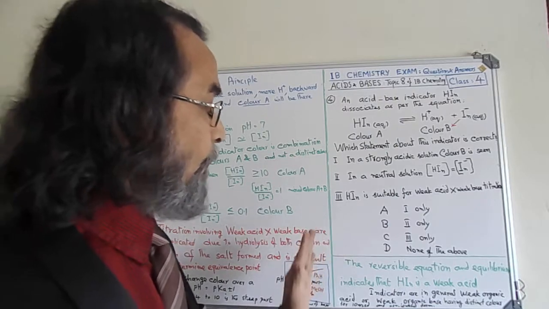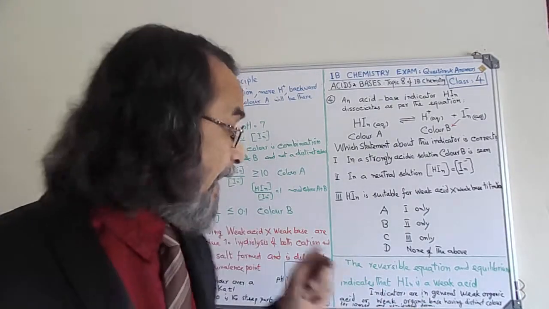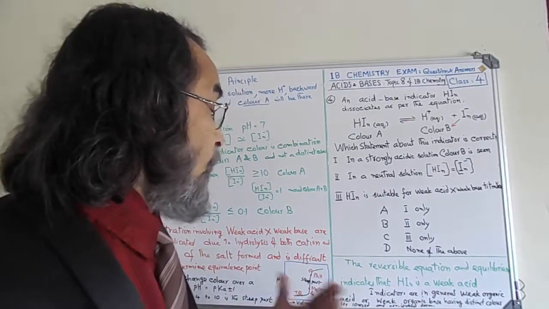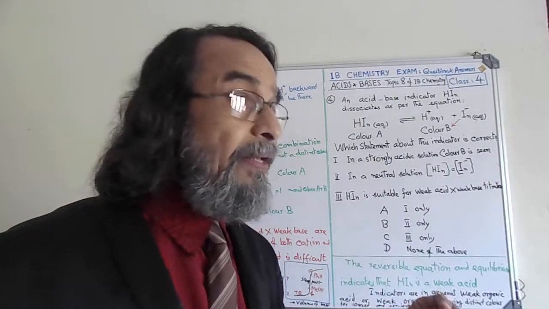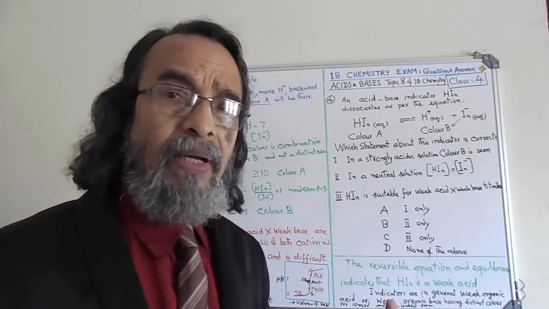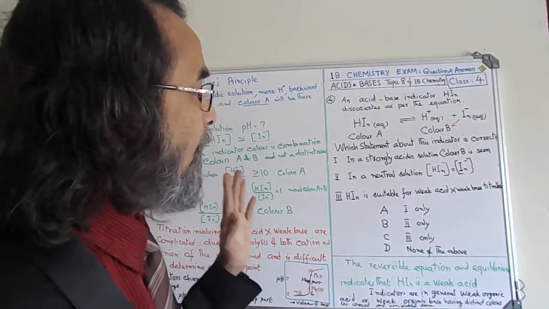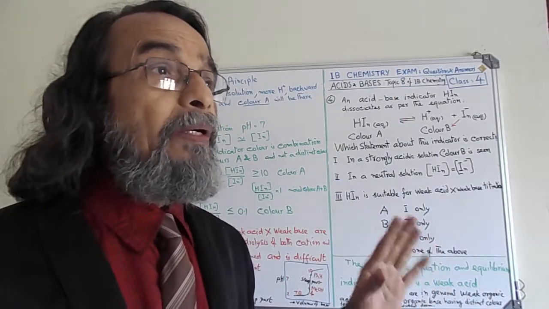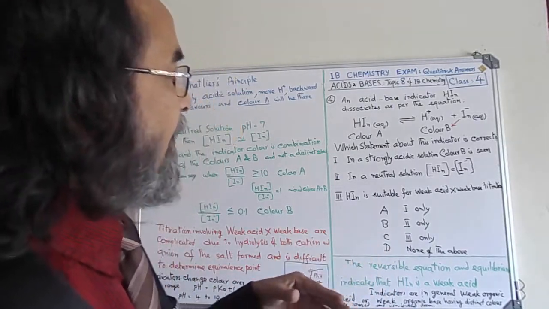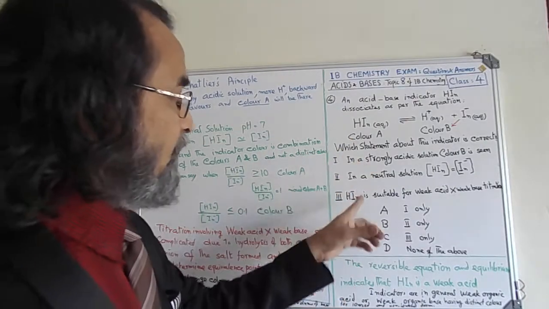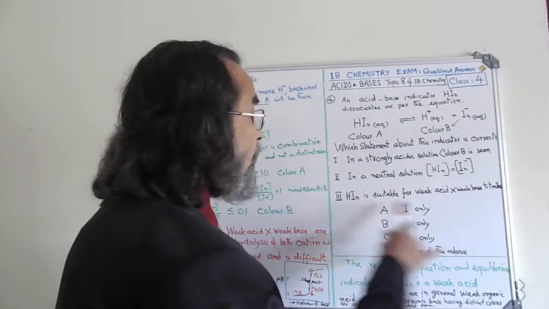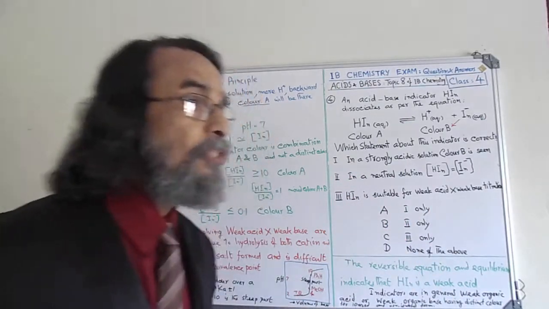As I have told you, indicators are in general weak organic acids or weak organic bases having distinct color for ionic and non-ionized forms. We know various indicators like phenolphthalein, methyl orange, thymol blue, etc., which are used for titrations at the plus two level or higher secondary level itself. So let us be quick in deciding whether 1 is correct, 2 is correct or 3 is correct, and thereby answering the question.